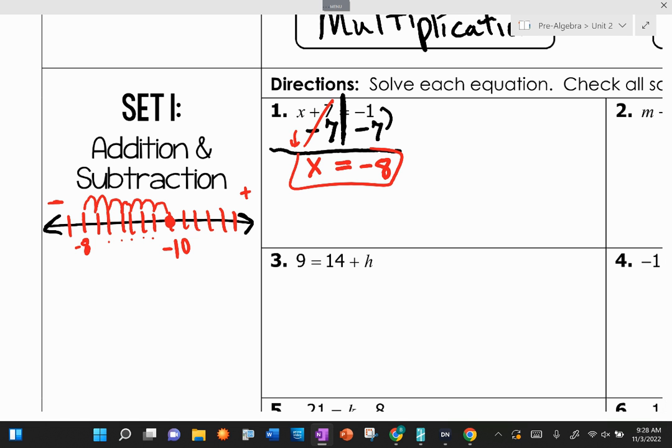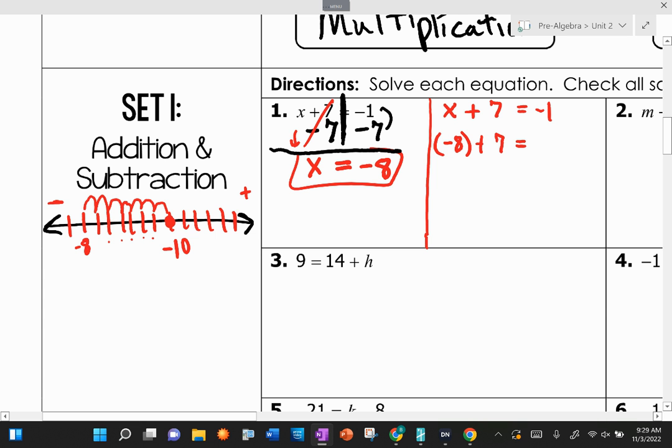How do we check? There is a technique we use to check our solutions in algebra. It starts with an S. Substitution. Okay, so I have x plus 7 equals -1. And now, instead of x, I'm going to substitute in the -8. What's -8 plus 7? -1.